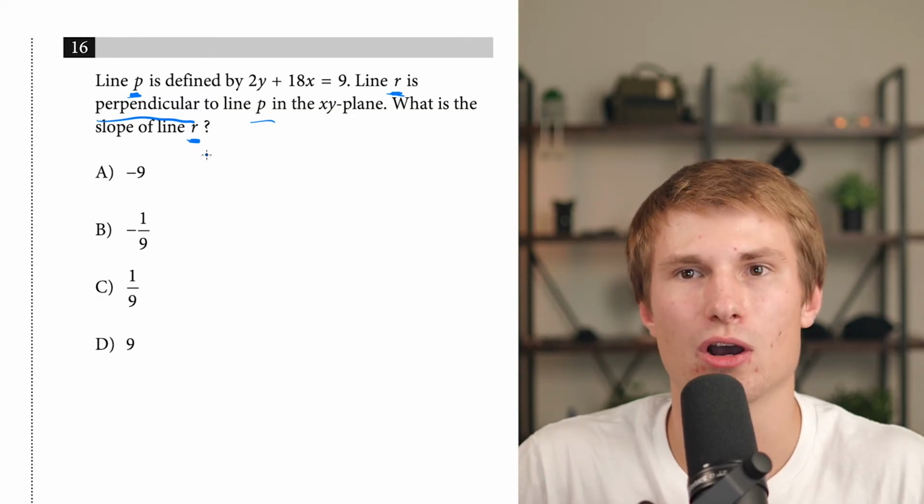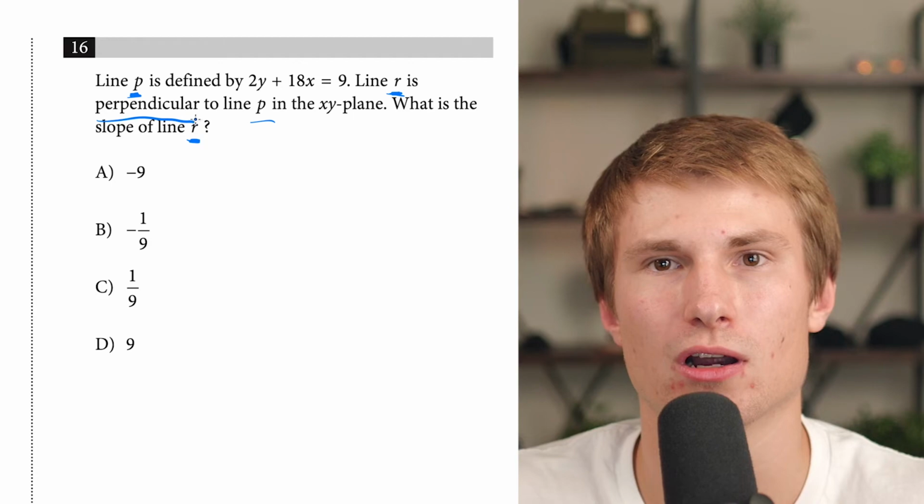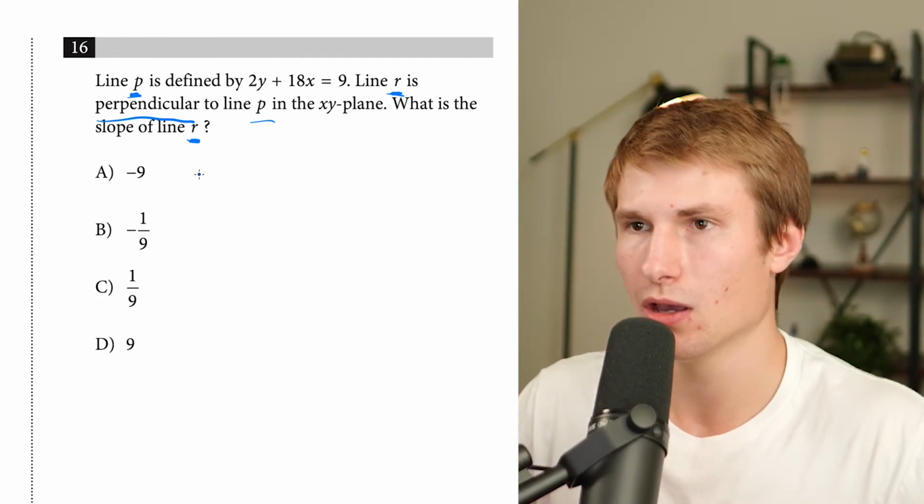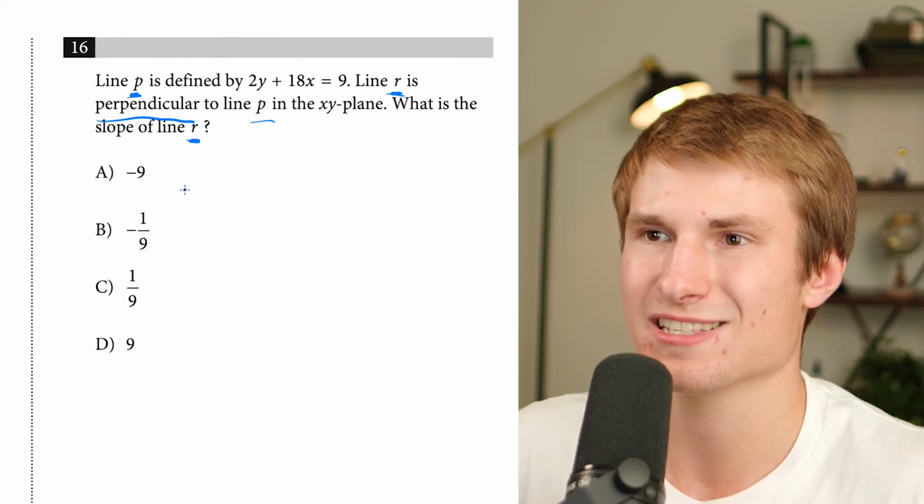What's the slope of line R? Okay, so not the slope of line P, but the slope of line R. And it's different because line R is perpendicular. So let's first talk about perpendicular slopes. Okay, if a slope is perpendicular, that means it's the negative reciprocal.